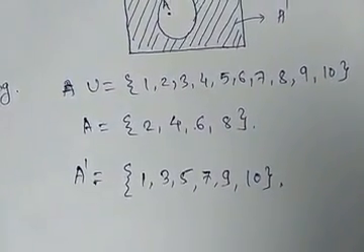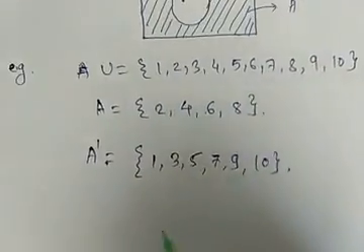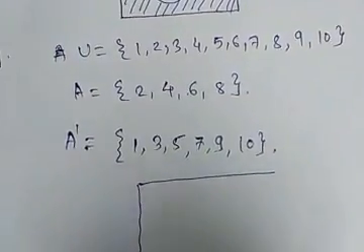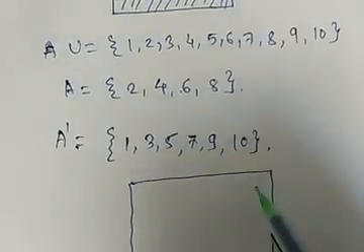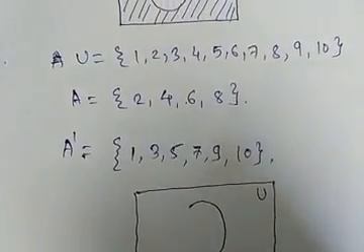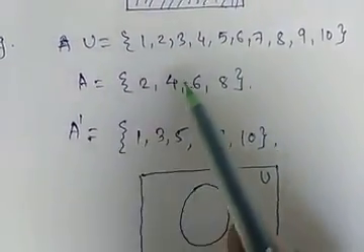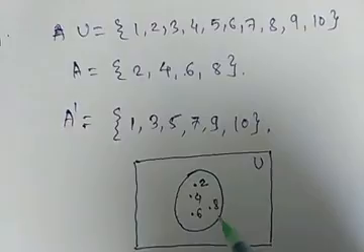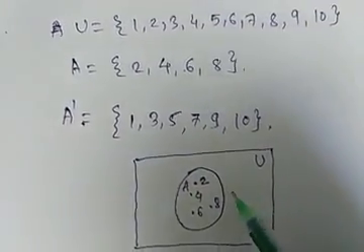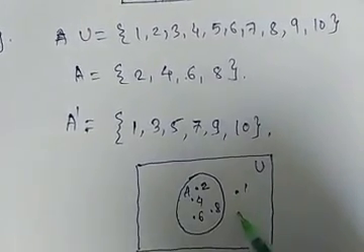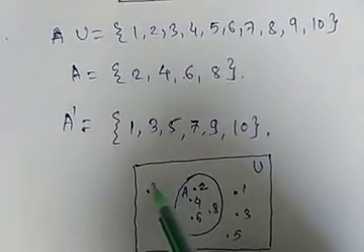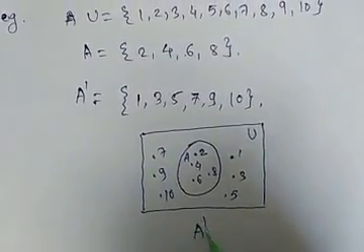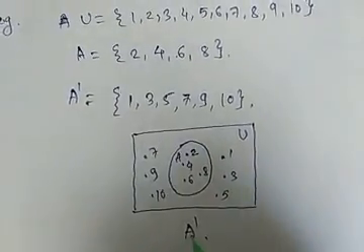Okay, and the diagrammatic representation of the example will be: if this is our U, in A we have to represent the set 2, 4, 6, 8. So 2, 4, 6 and 8 are present in set A. Okay, and in the outside region it will be 1, 3, 5, 7, 9 and 10. Okay, this is our A complement, the diagrammatic representation of A complement.